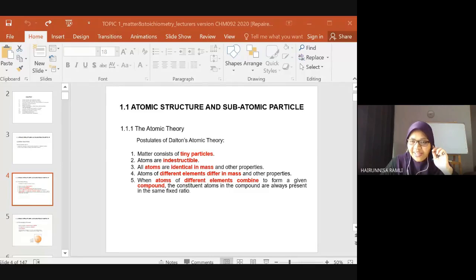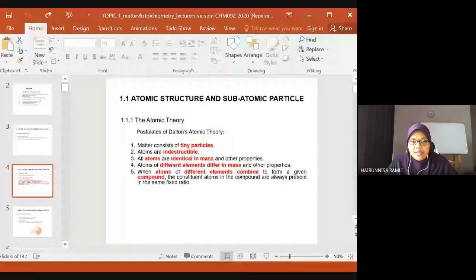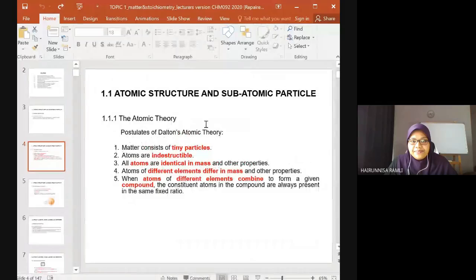Okay, thank you, Afiq Daniel. Okay, postulate. Right. It's assumption lah. Maksudnya tanggapan Dalton tu terhadap atomic structure. Sebab tak semestinya betul kan? So bila kita panggil postulate, it's just an assumption from Dalton. Okay? But we follow his postulate.